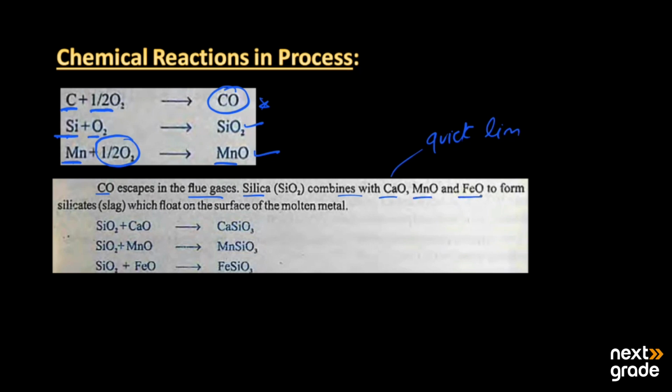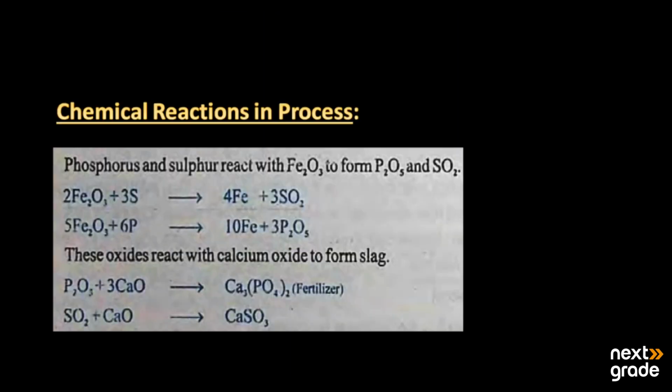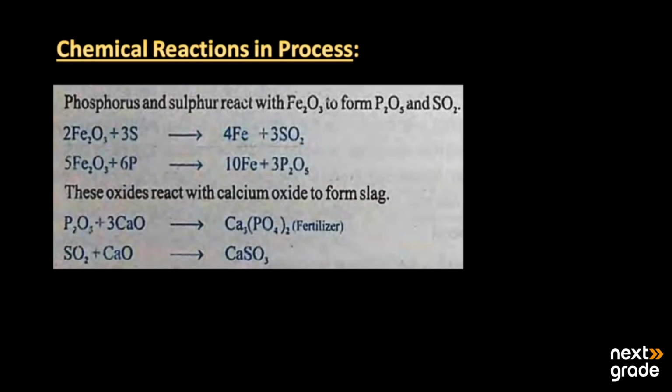Manganese oxide and iron oxide form silicates like slags, and they float on the surface of the molten metal and are removed. So this is the slag formation, in which silicon dioxide reacts with calcium oxide, manganese oxide, and iron oxide, producing these impurities called slags, and they are removed.